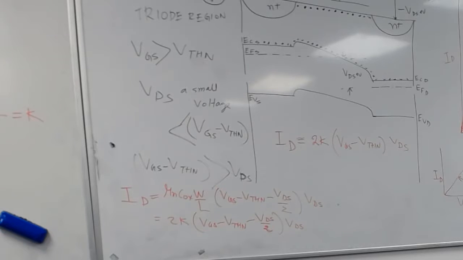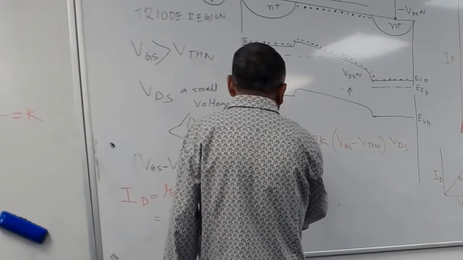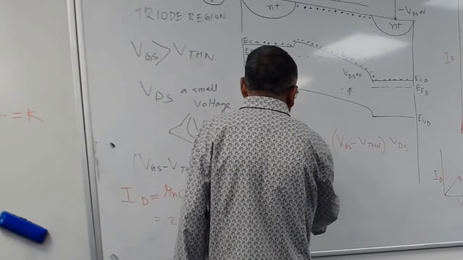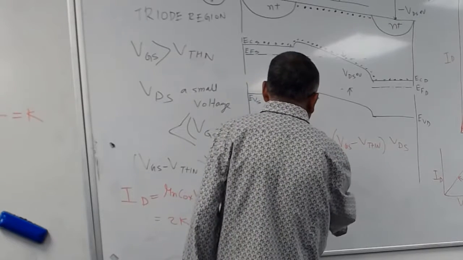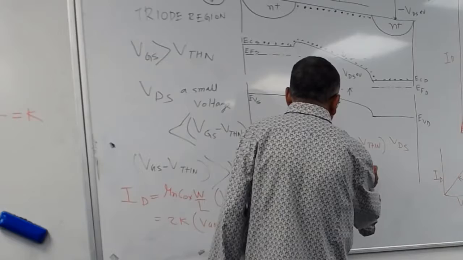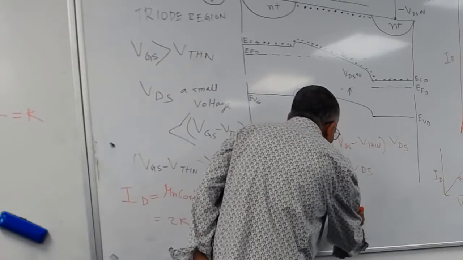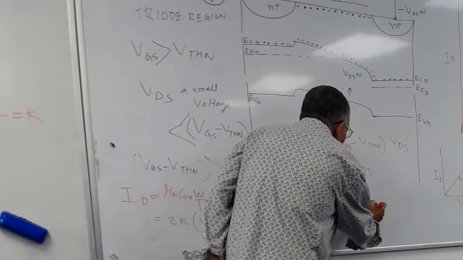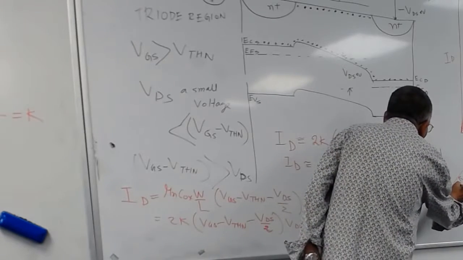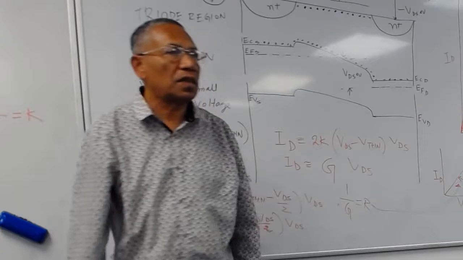ID equals, I just remove the VDS by 2 because VDS is small, in the triode region. So now I can say that ID is approximately equal to a conductance G times VDS, or 1 upon G is your R, which is this slope, this resistance.